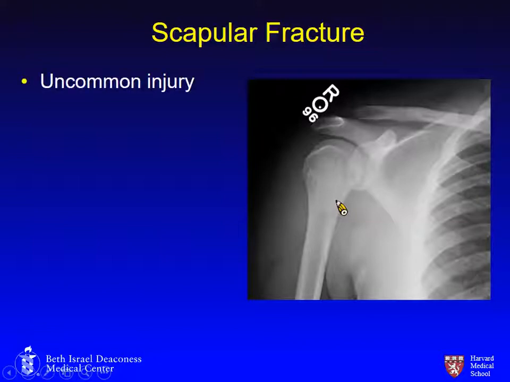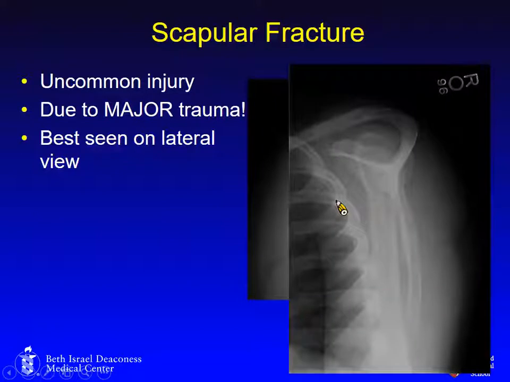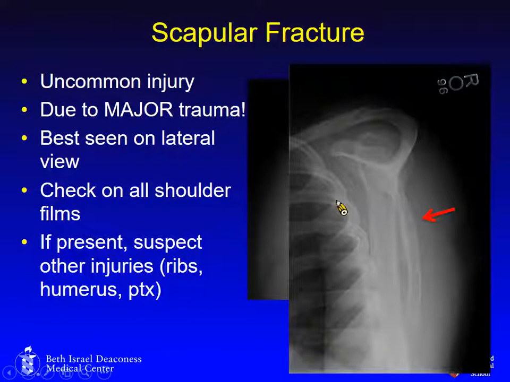Scapular fractures are also an uncommon injury, but usually due to major trauma. So if you see a scapular fracture, you have to be worried that there are other injuries present. The best way to see a scapular fracture is on the lateral view, and it can be anywhere, but a lot of times we can see it in the scapular body, and there you can see that fracture of the scapular body that's minimally displaced. You want to check this on all your shoulder films, because it's one of the things that I don't think is on a typical checklist when you're looking at shoulder radiographs.